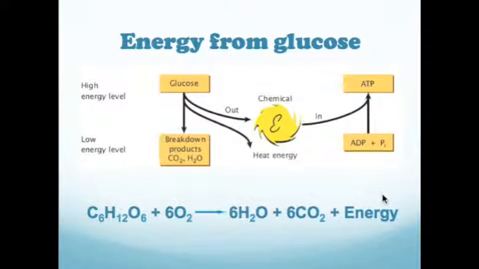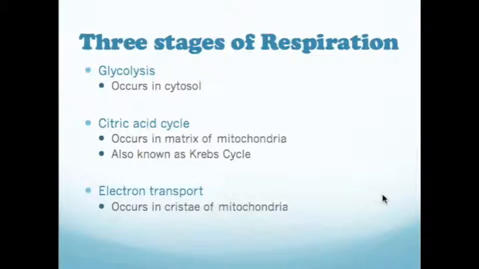So, energy from glucose. Glucose is a high energy molecule and is broken down to low energy molecules that include CO2 and H2O, and in that process it releases heat energy and ATP. The equation below: C6H12O6, glucose, plus oxygen goes to H2O, water, and CO2, carbon dioxide, and in this process it releases energy.